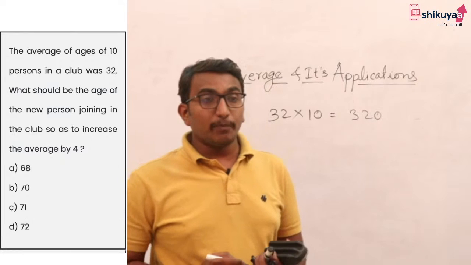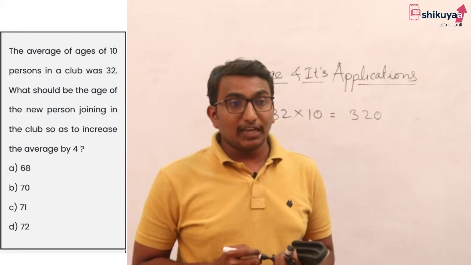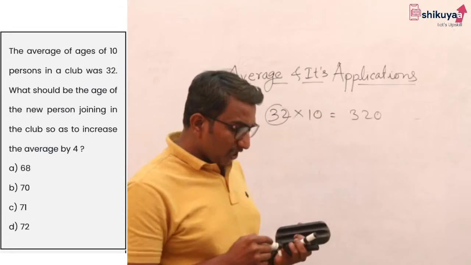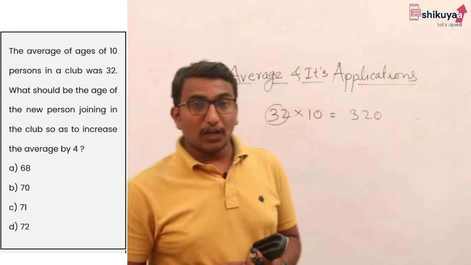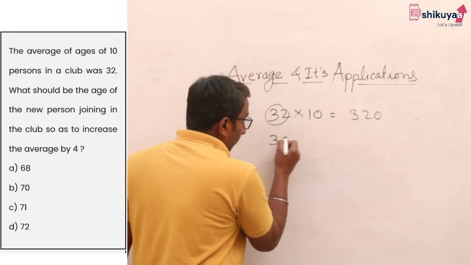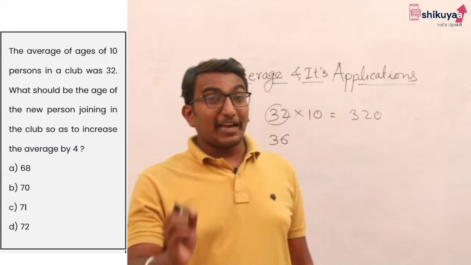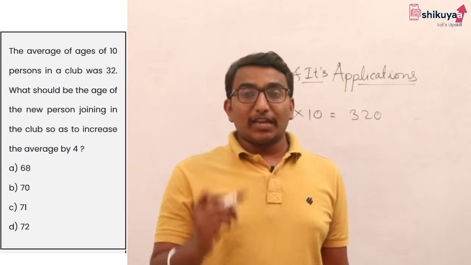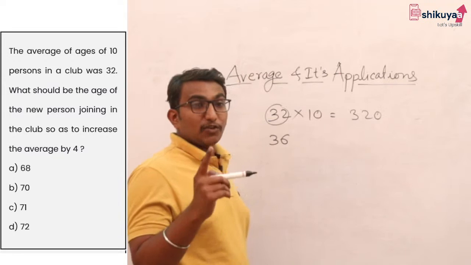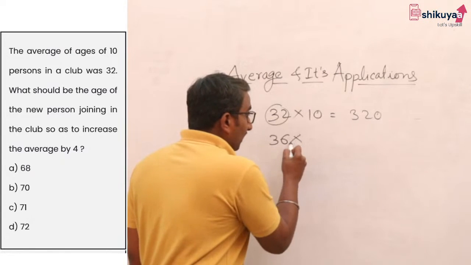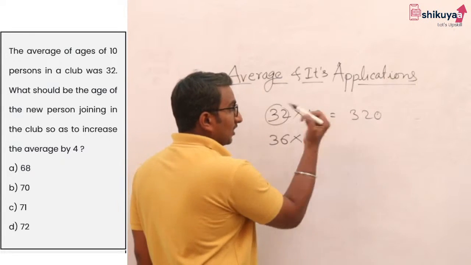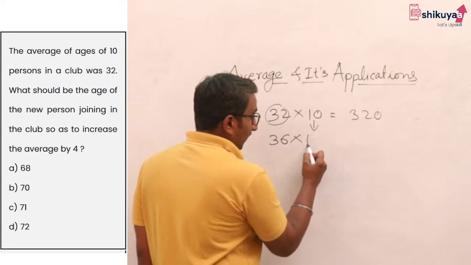Now what should be the age of the new person joining the club so as to increase the average by 4? Earlier the average was 32. Now it is going to be increased by 4, so it will become 36. But you have to carefully remember, whenever the average is increased, the total number of persons also increases by 1. Earlier the total number of persons was 10. Now it will become 11.